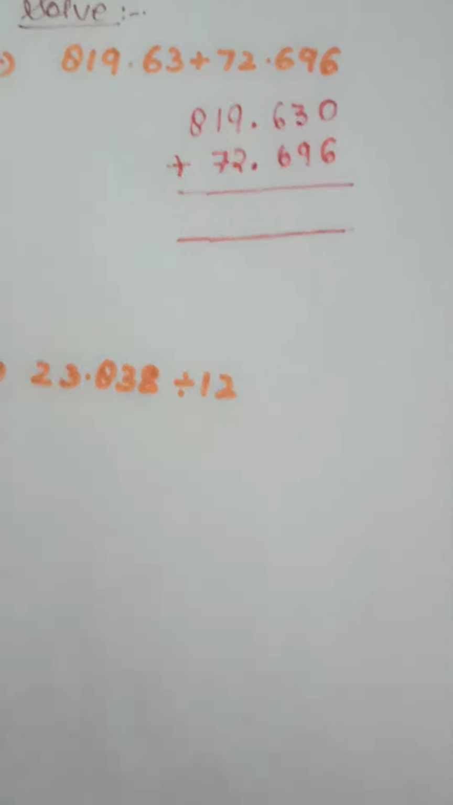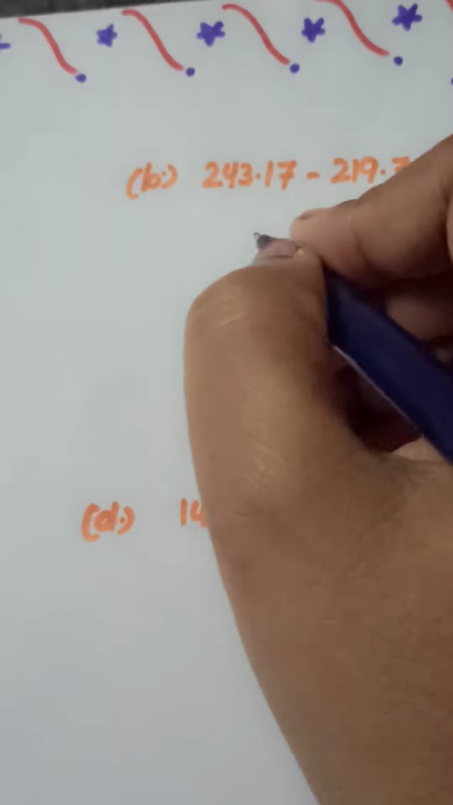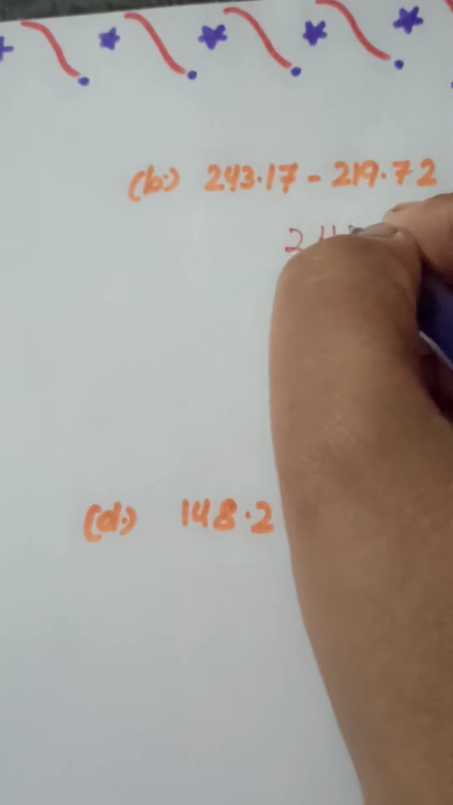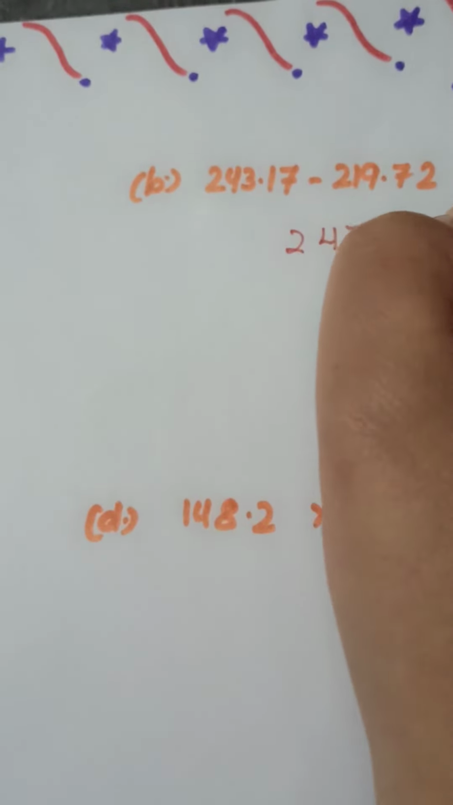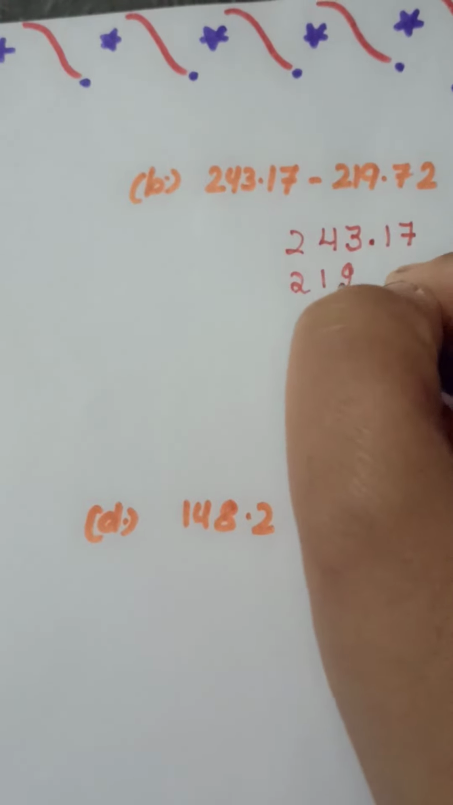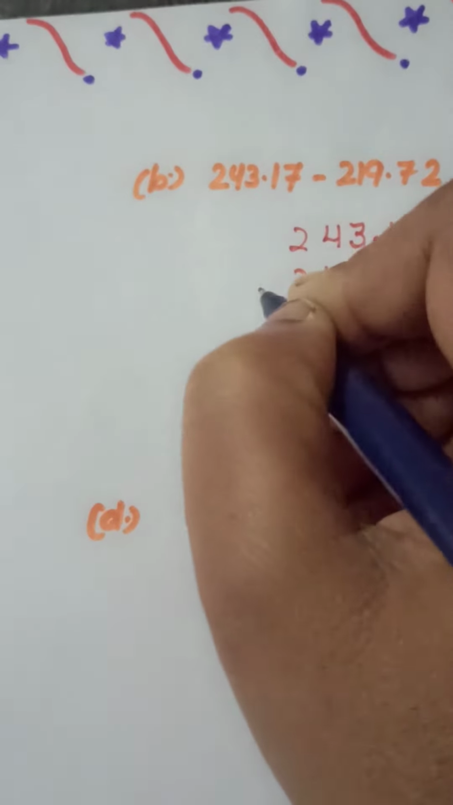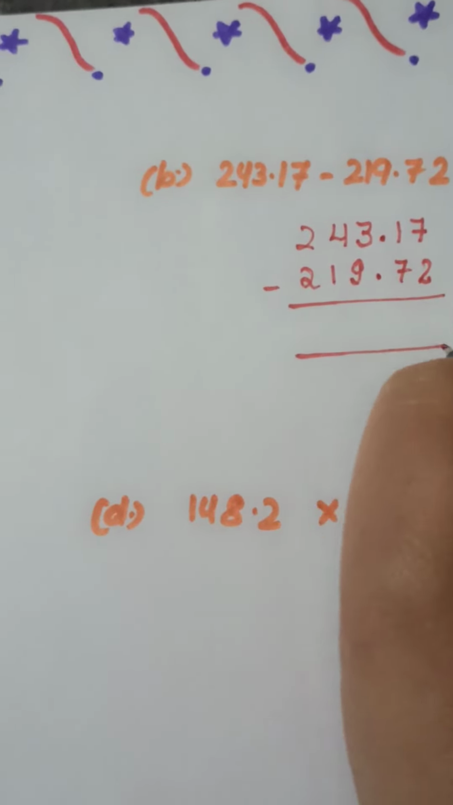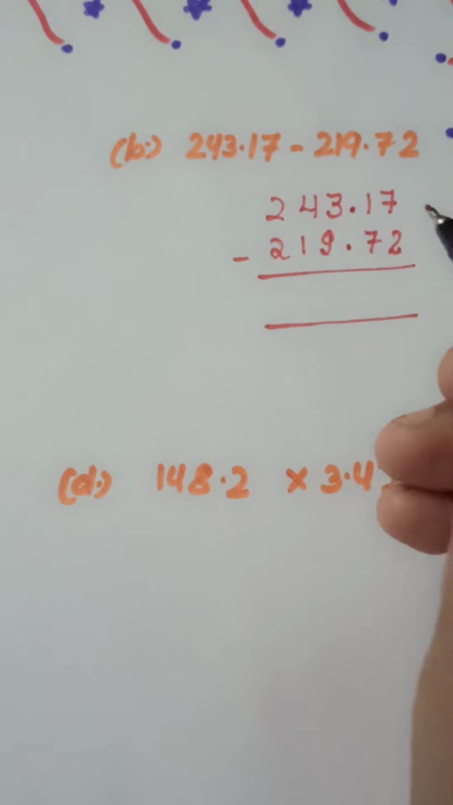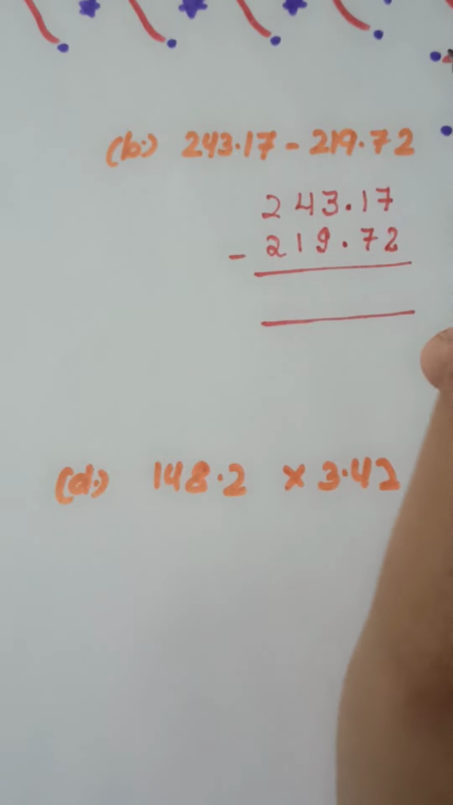Then B part, this is the question. 243.17, then 219.72. So this is how we have arranged it correctly. Now our next step is just to subtract it. So this part again you all will do by yourself.